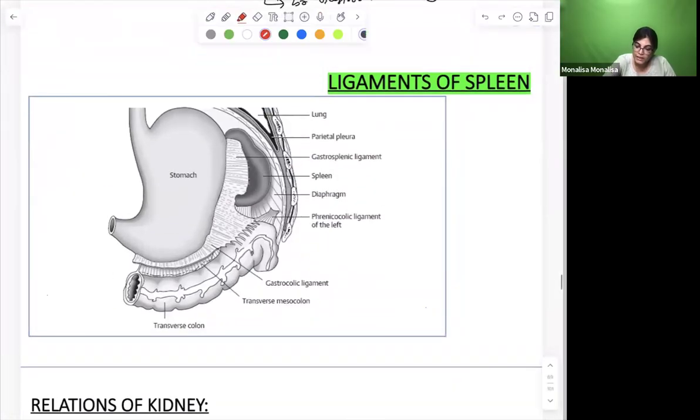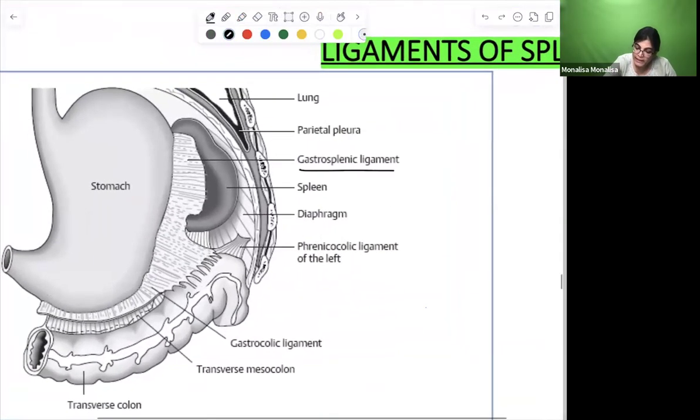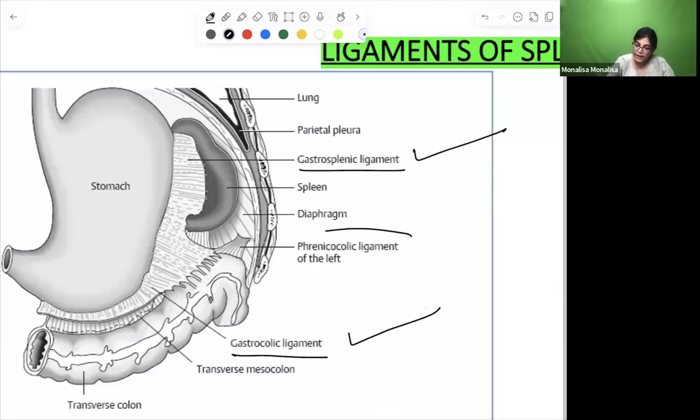Now, ligaments, just know the ligaments' names. So we have got gastrosplenic ligament, gastrocolic ligament, and phrenicocolic ligament. In this diagram, you can see the phrenicocolic ligament is indirectly giving support to the spleen.